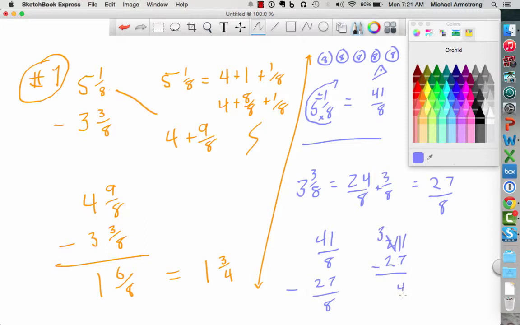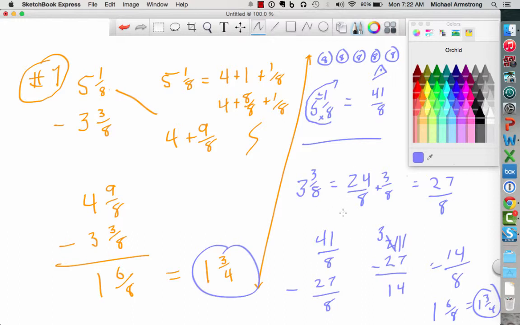11 take away 7 is 4. 3 minus 2 is 1, so 14. So it ends up being 14/8, which again becomes 1 6/8, which is 1 3/4.